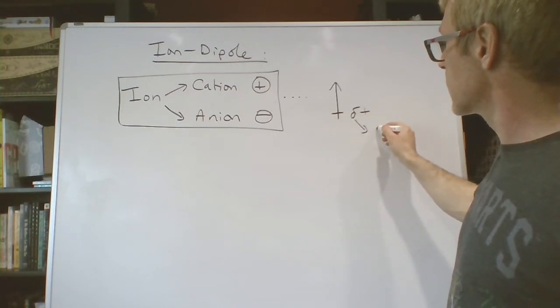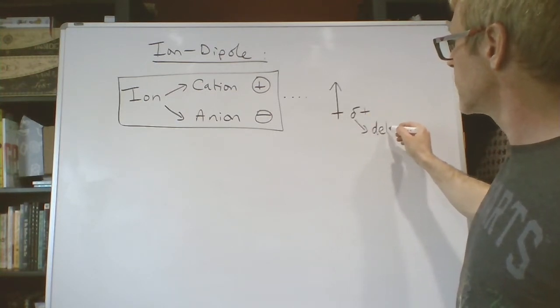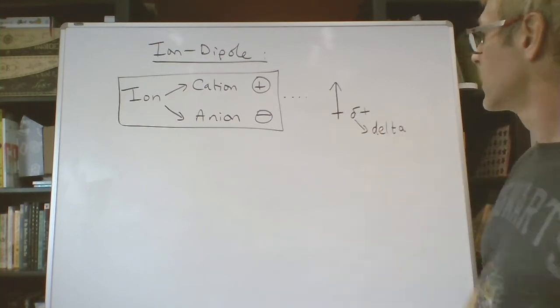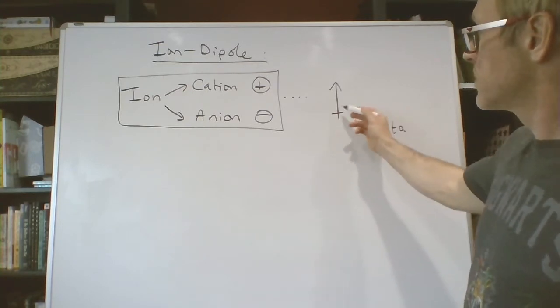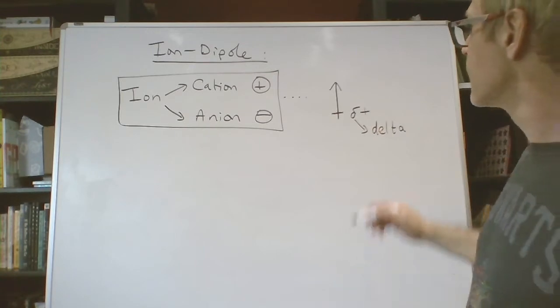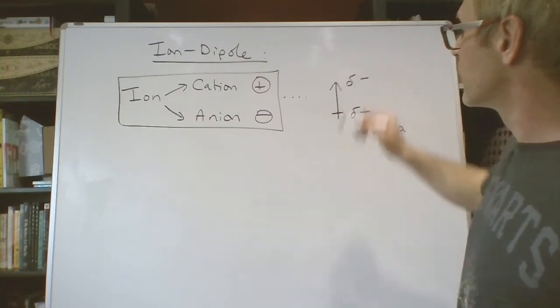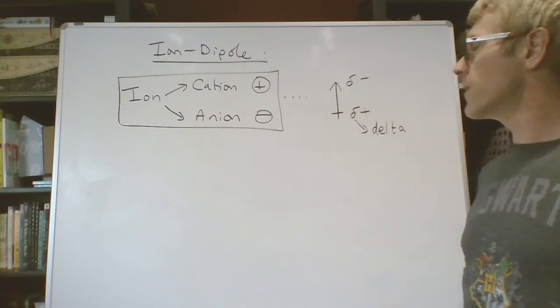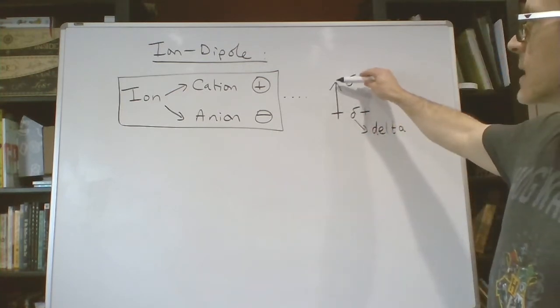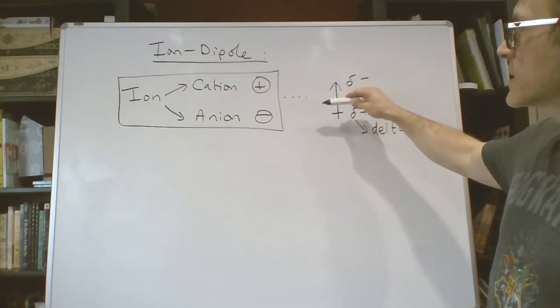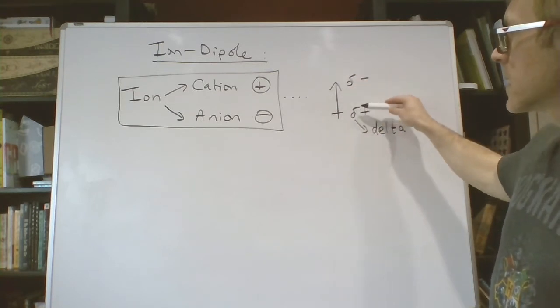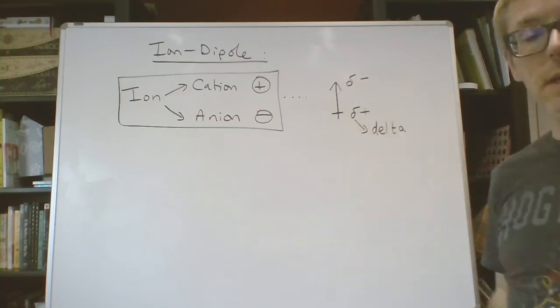This is a Greek letter D, or delta. Plus for the plus tail of the arrow. And then at the head of the arrow, I'm going to put delta negative. So this is an abbreviation of a dipole. It represents a molecule with two different ends, a delta plus and a delta minus.